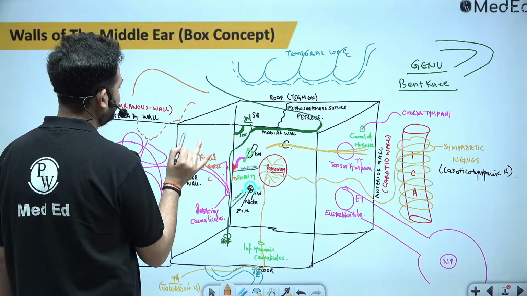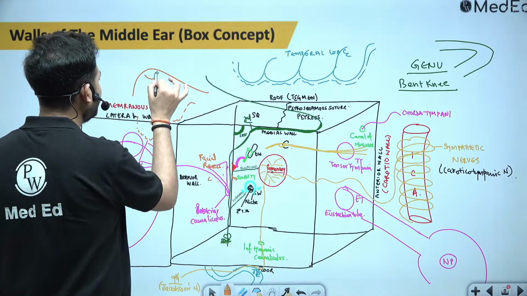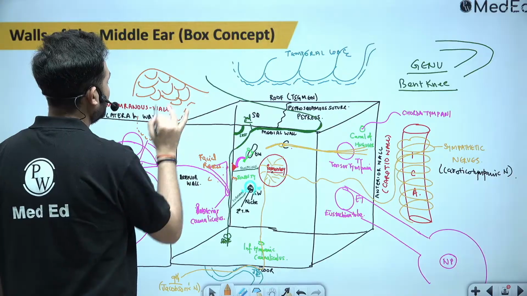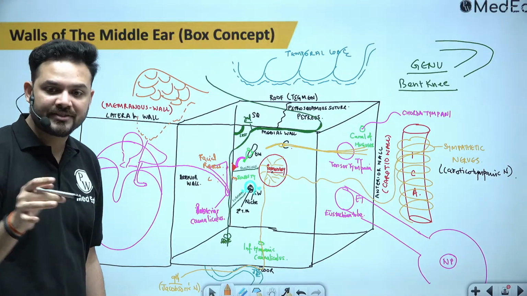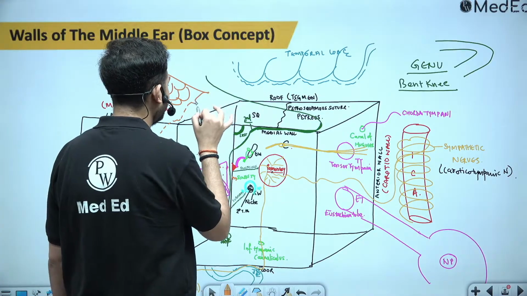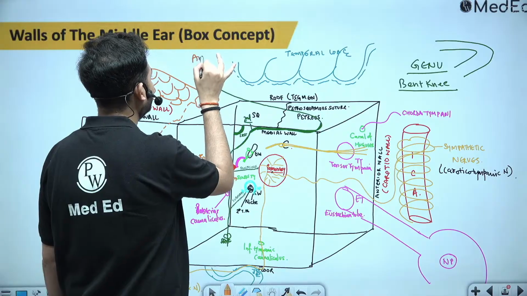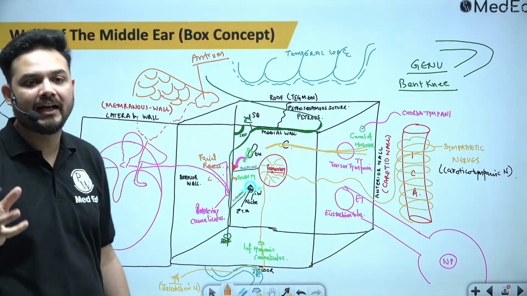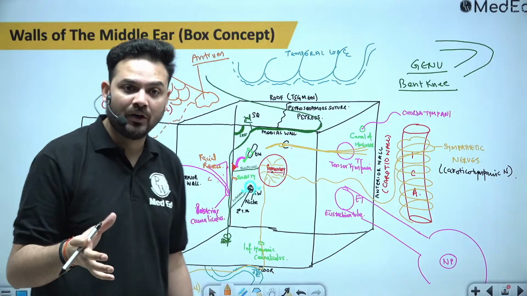Now the mastoid has many air cells. But the largest air cell of the mastoid is called the mastoid antrum. Antrum means the largest air cell of the mastoid. What is the largest air cell of the mastoid? It is the mastoid antrum. Okay.